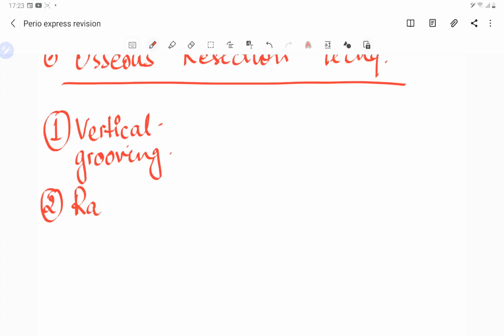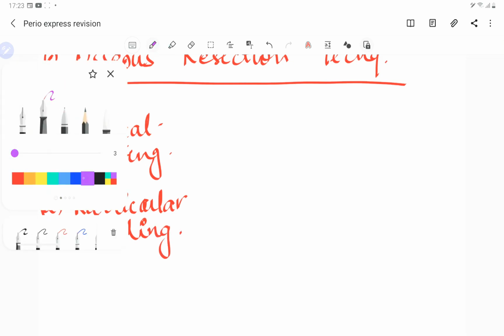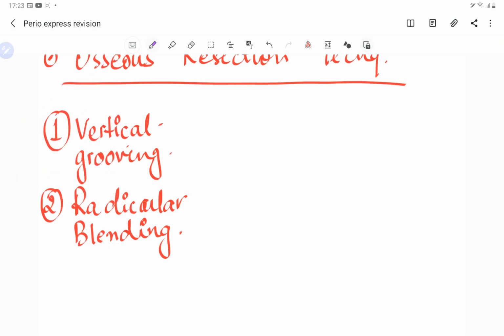So our second step is the radicular blending, basically blending all these grooves. Now with both of these steps, you know that we haven't touched the interproximal bone. We haven't touched the tooth supporting bone. So since we have not removed the tooth supporting bone, both of these procedures are osteoplasty.